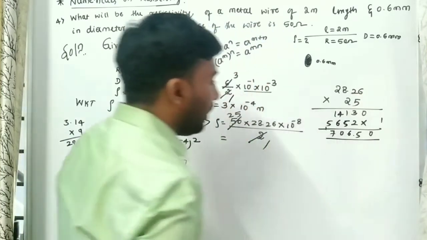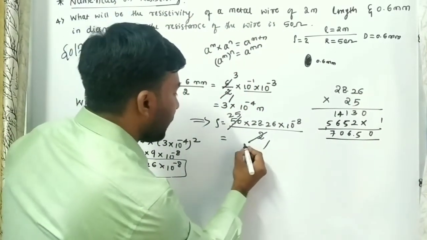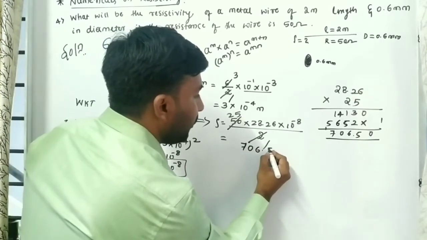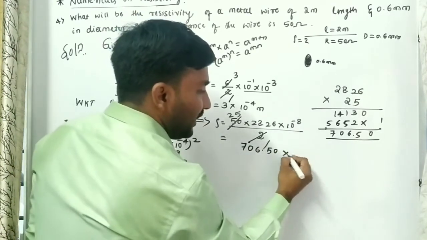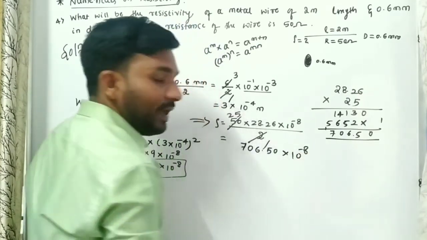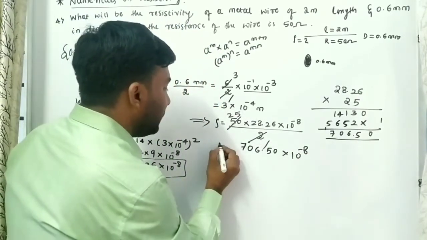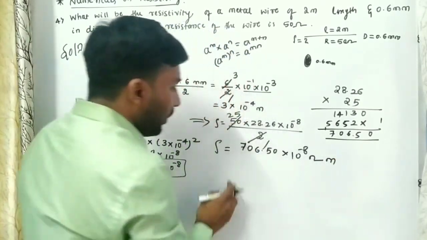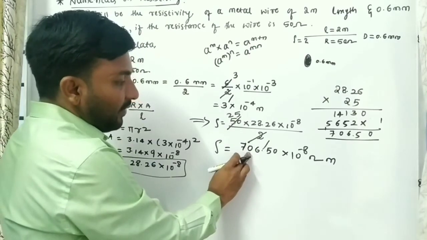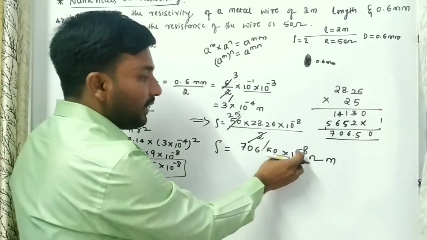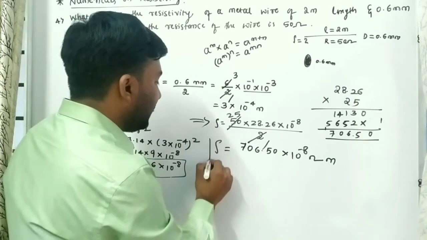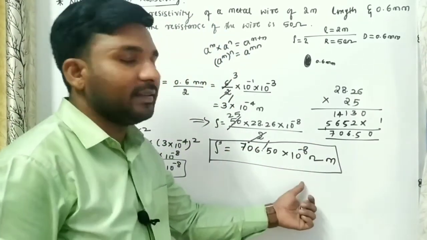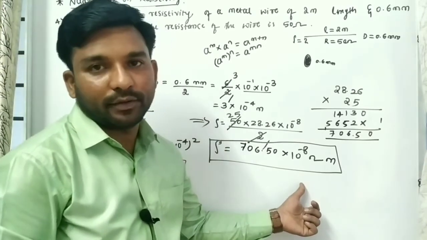So I got the answer, that is 706.50 into 10 raised to minus 8 as it is. So hence rho is equal to 706.50 into 10 raised to minus 8 ohm meter. So the given wire resistance is this one. So hence we have solved.